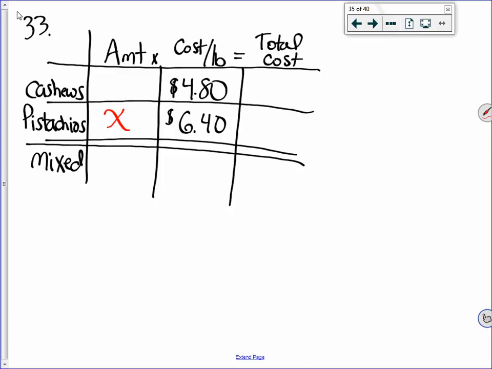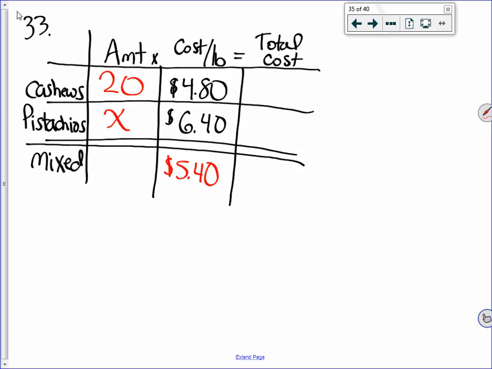How many pounds of pistachios, so that is my X, should be mixed with 20 pounds of cashews. So they're telling you the pounds of cashews. So this is a little bit different of a structure because instead of telling you the mixture, they're telling you how many cashews. So how many pounds of pistachios, so that's X, should be mixed with 20 pounds of cashews to get a mixture that sells for $5.40 per pound. So our mixture is $5.40.